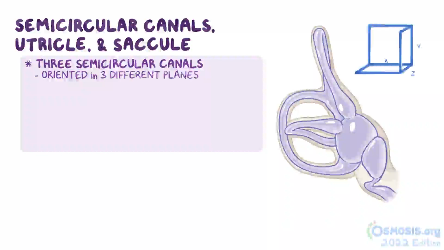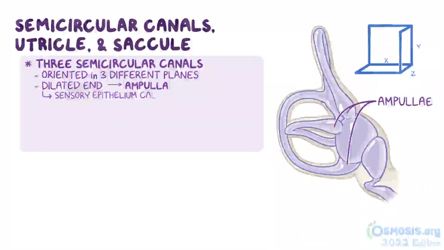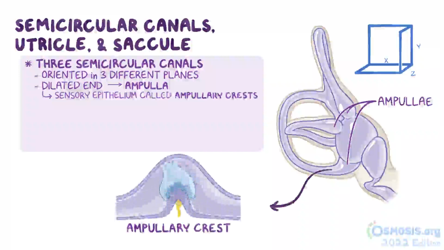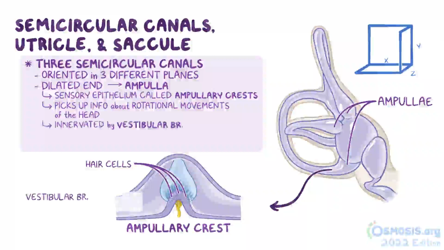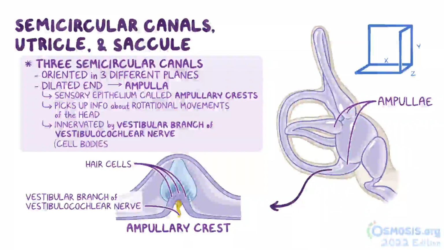Each canal contains a dilated end called the ampulla that contains an area of sensory epithelium called the ampullary crest. This is lined with tiny hair cells that pick up information about rotational movements of the head in the plane of the duct within which it is contained. The hair cells of the ampullary crest are innervated by the vestibular branch of the vestibulocochlear nerve, and the cell bodies of these neurons are found in the vestibular ganglion.